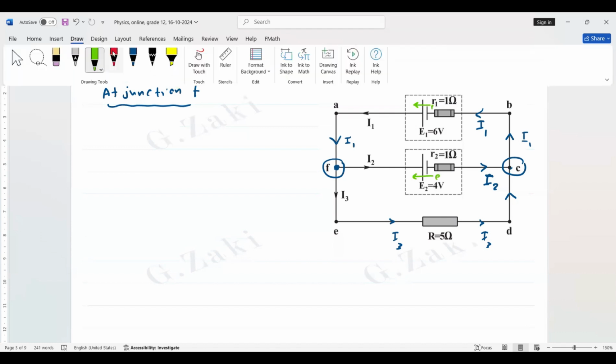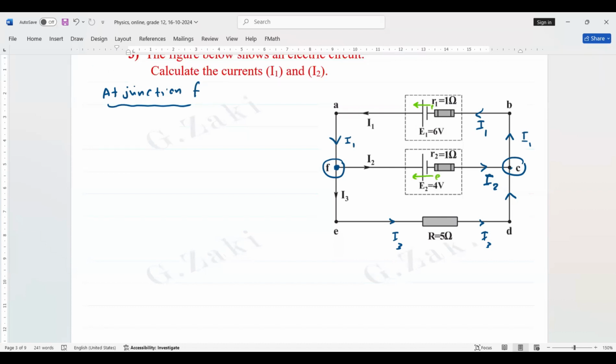Now, at junction F, the current in is I1. Only I1 is the current in. The currents out are I2 and I3. So I1 equals I2 plus I3. This is equation number 1. Here we have 3 unknowns, so we need 3 equations. This is a practice for you.